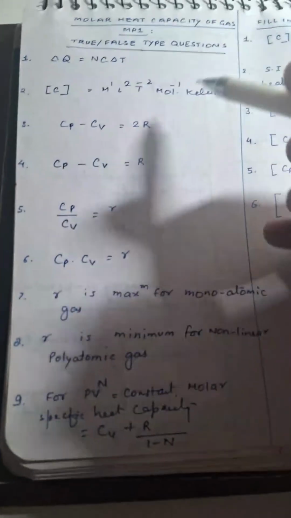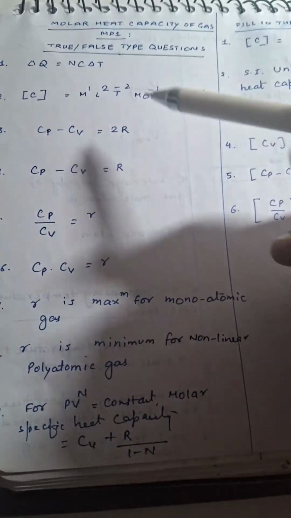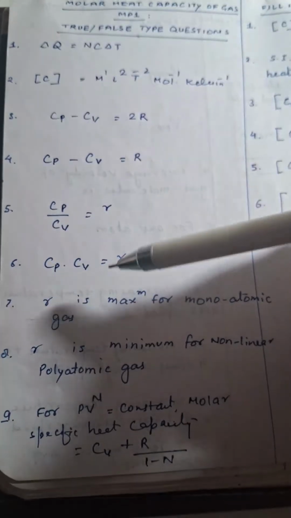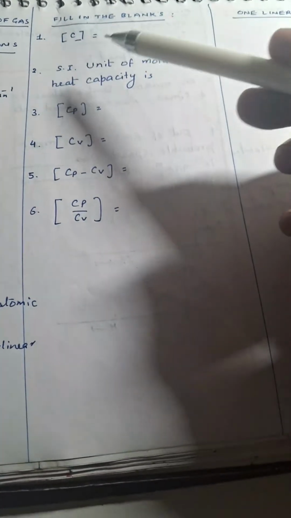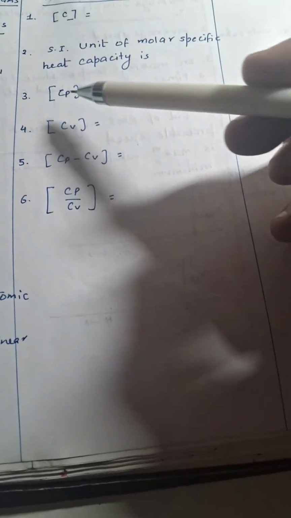Then we have another worksheet, true false based question from the chapter molar heat capacity of the gas. It is actually solved in itself. So these are true false based questions. Then the fill in the blanks type question based on dimensions of various physical quantities like capacitance, molar specific heat at constant pressure, constant volume, their difference, their division, various questions based on that.